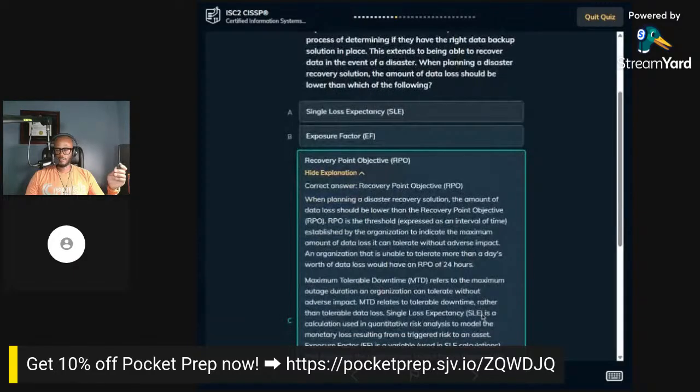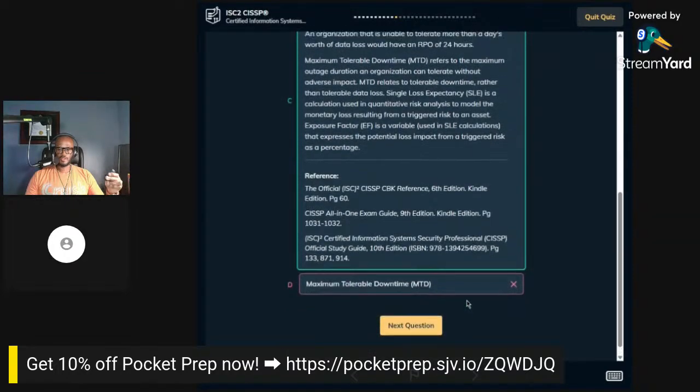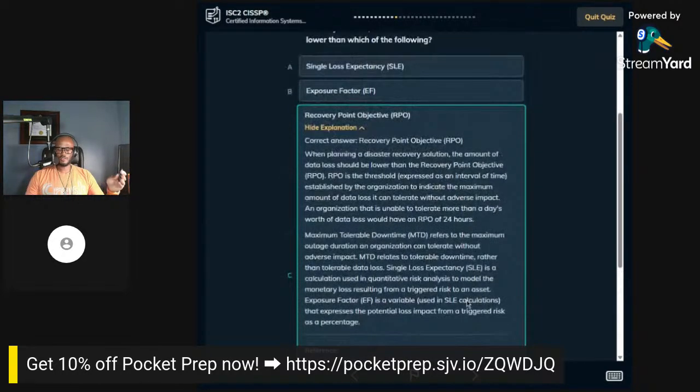There's another one that deals with the amount of data lost, recovery point, something. I forget the other term. But I know one. So RPO deals with time, and the other measurement deals with data, the amount of data you can lose.